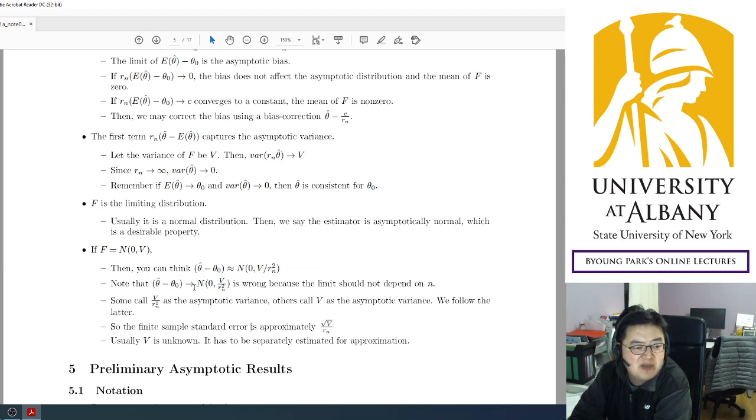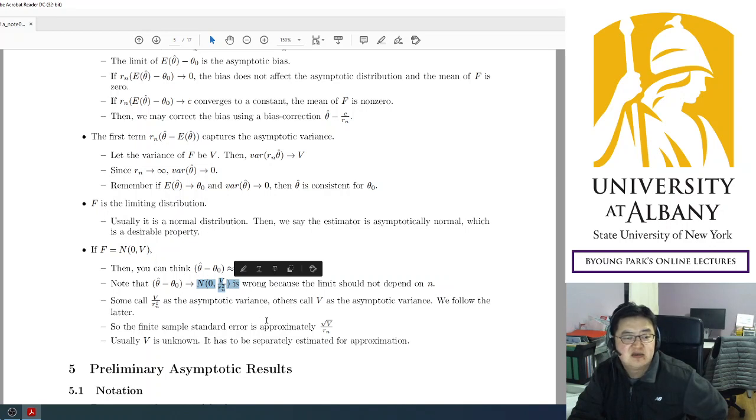This is wrong, not because you did not write the distribution notation, but because you cannot say this. Because think about this. The right answer is that your estimation error converges to a normal distribution with mean zero and variance V over r_n squared. The problem here is that the right-hand side is the limit, the limit when sample size n converges to infinity. Then you cannot have n here. n is already infinity. So in the limit, there cannot be n anymore. So something is not right here.